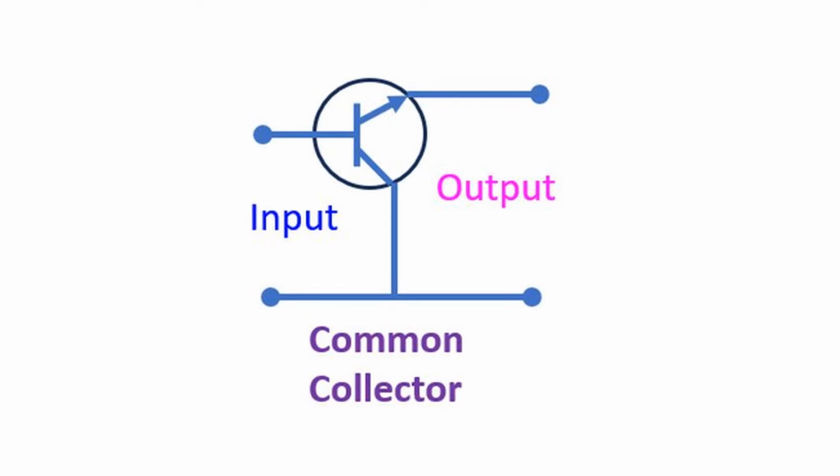Though the current gain in this configuration is high, voltage gain is unity. Input and output signals are in phase. Emitter follower configuration has high input impedance and low output impedance. High input impedance is useful in preventing loading of the previous stage. Thus, it is an ideal buffer amplifier.